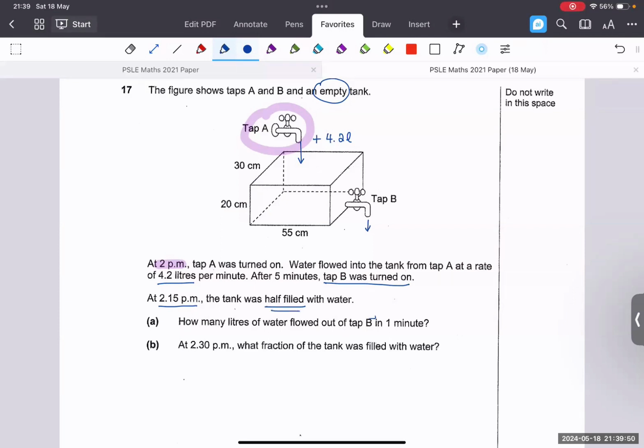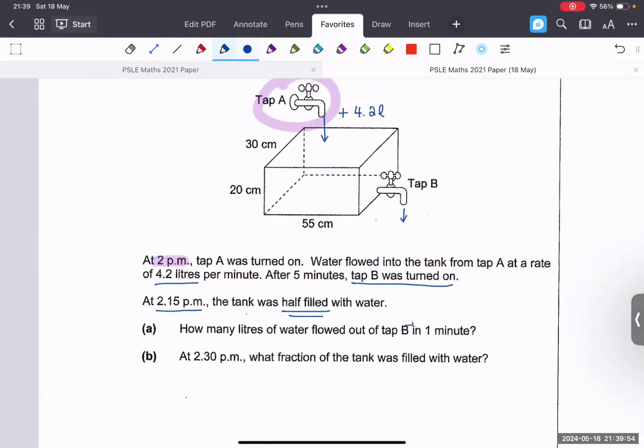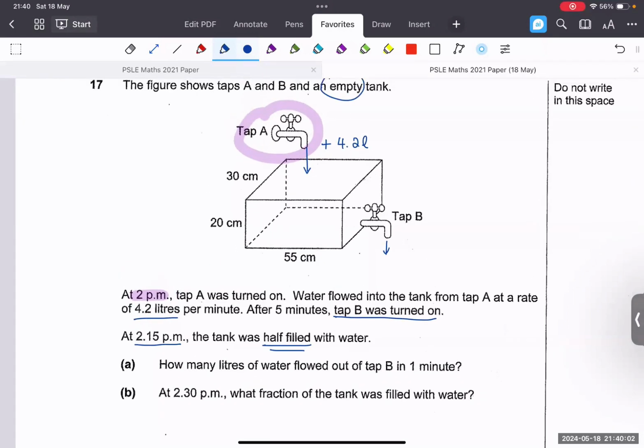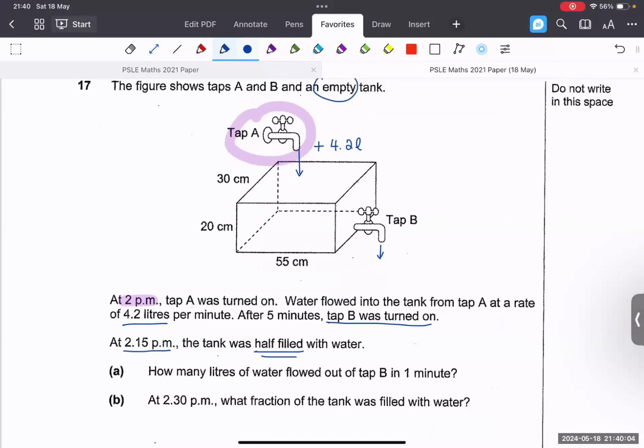So there are a few things that you can work on, even though you may not know how to do the question. So can I have answers before I continue? Okay, I have answers ready. Good. Okay, 4.65 liters is correct.